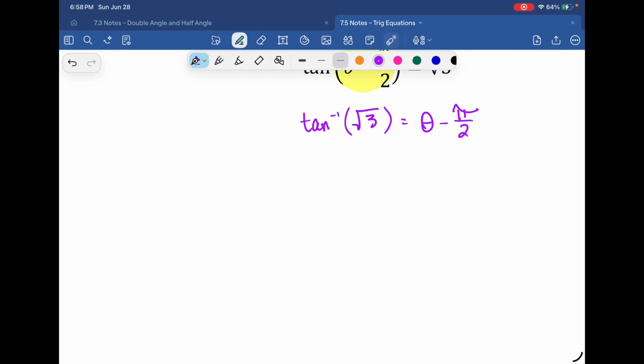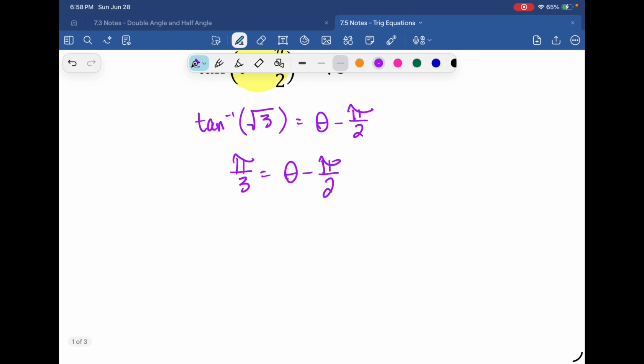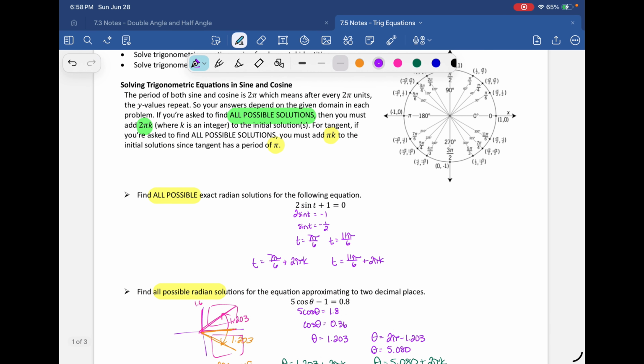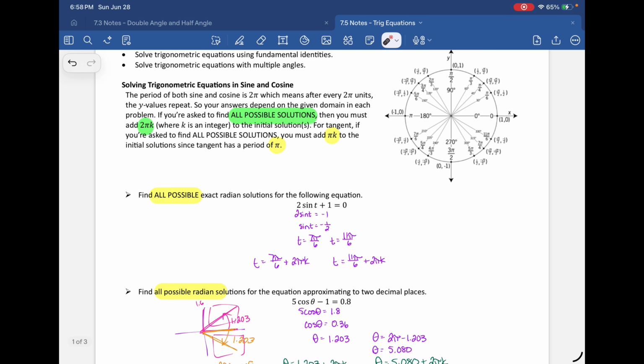So I'm going to get the regular one. Inverse tangent of positive root 3 is pi over 3. What's the other one? Well, the quadrant 4 angle, or excuse me, quadrant 3 angle, which is 4 pi over 3.